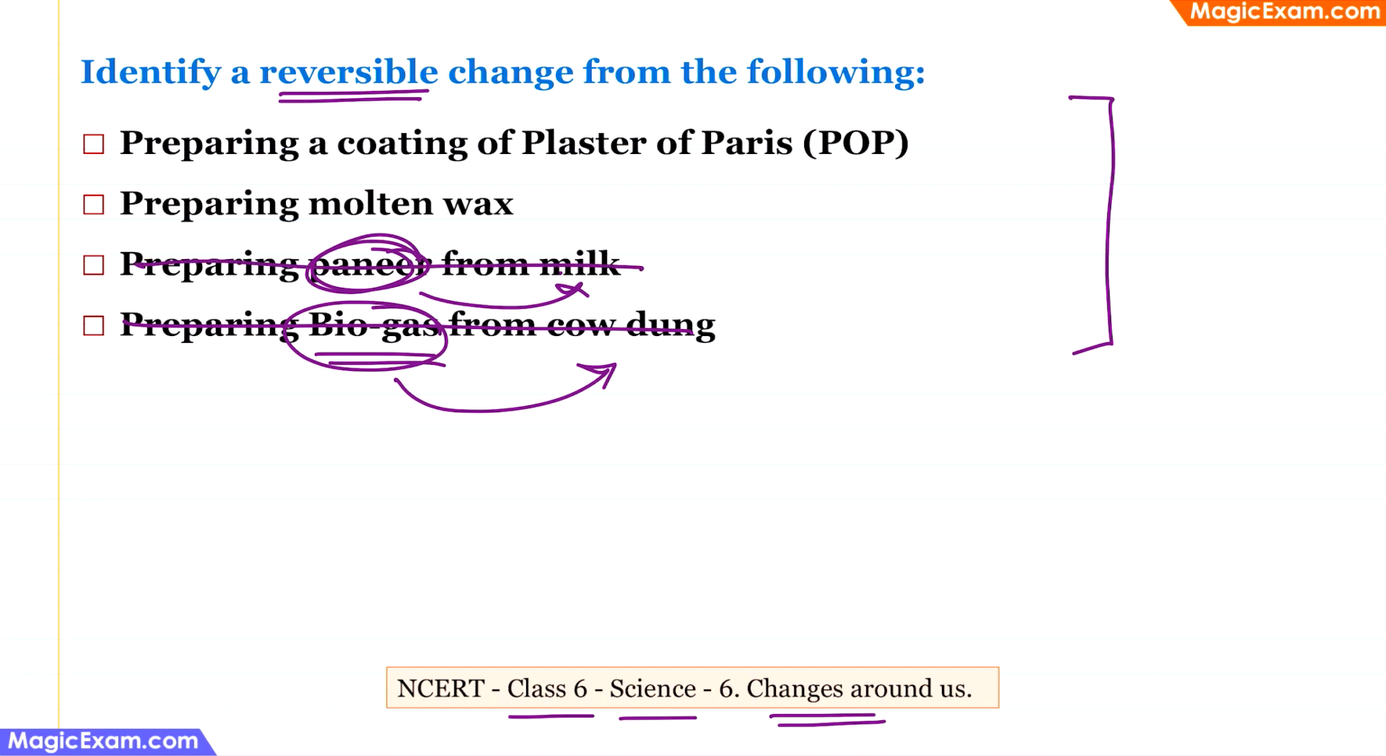Then the first one, that is preparing a coating of plaster of Paris. Now once you mix water in plaster of Paris, just like you mix water in cement, a chemical reaction happens that makes the plaster of Paris into a hard substance. Therefore once you have mixed water to prepare a coating, then you can't reverse it back. So this is also an irreversible reaction. Now preparing molten wax. Now wax, if you melt it, it will become a liquid, but if you let it cool down, then again it will become solid wax. Therefore this is a reversible change. The answer here is preparing molten wax.